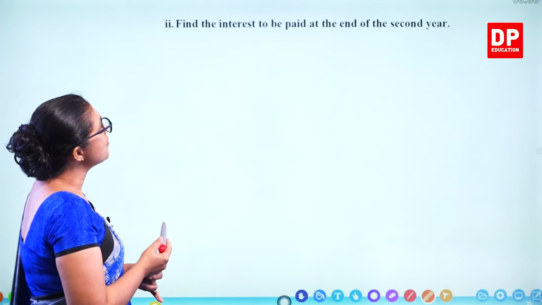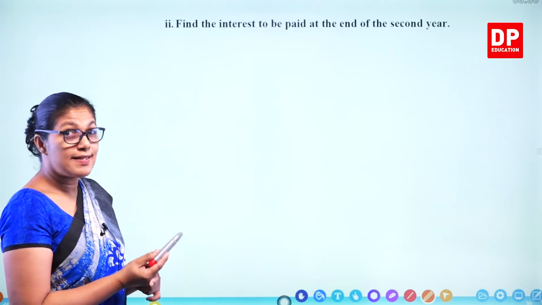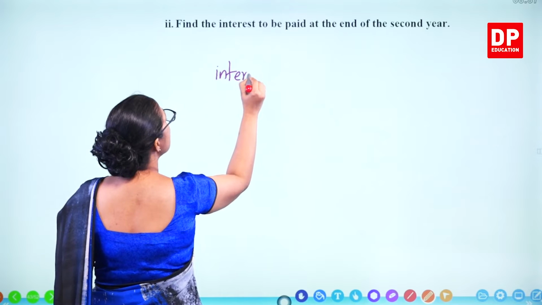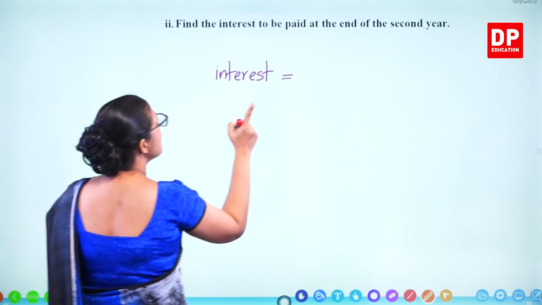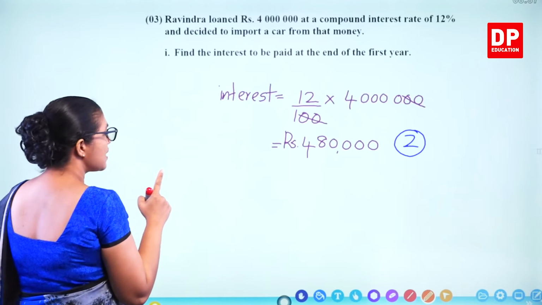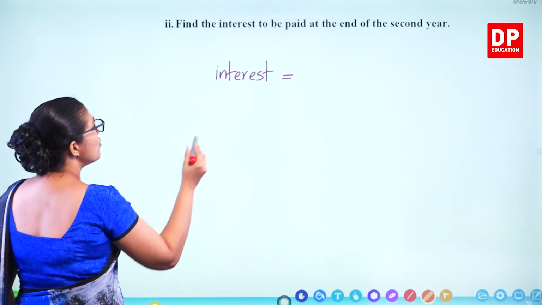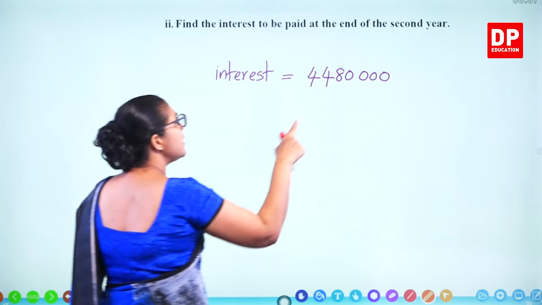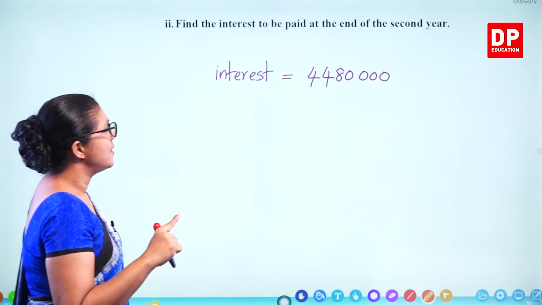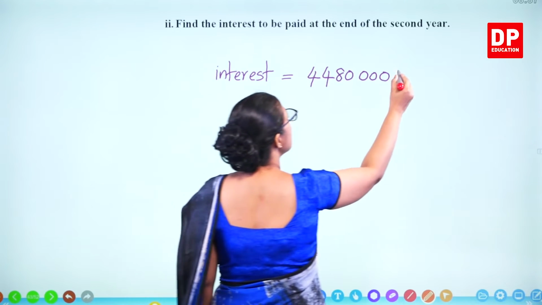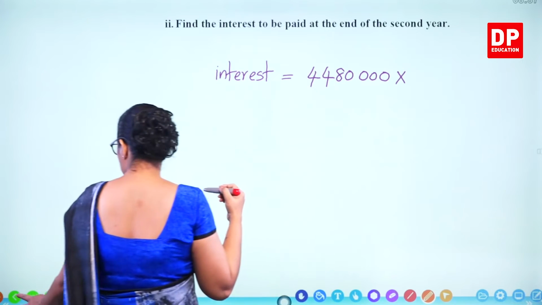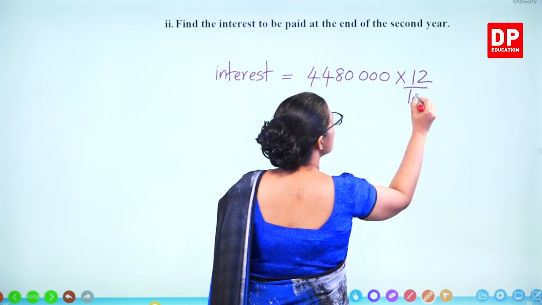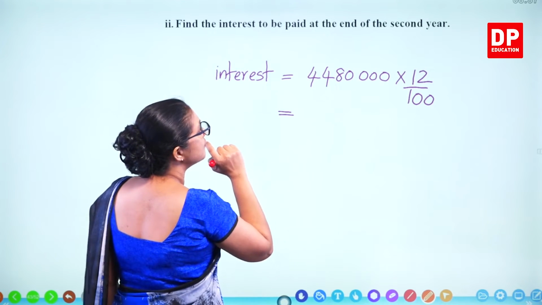Part 2, find the interest to be paid at the end of the second year. This is compound interest, not simple interest. So for the interest for the second year, we have to find out the amount now. 4 million plus 480,000. So you get 4,480,000 is the amount now. Adding the interest from the first year to the initial value. So for this amount again, 12% compound interest. So 12% we have to find. So that's the interest for the second year.